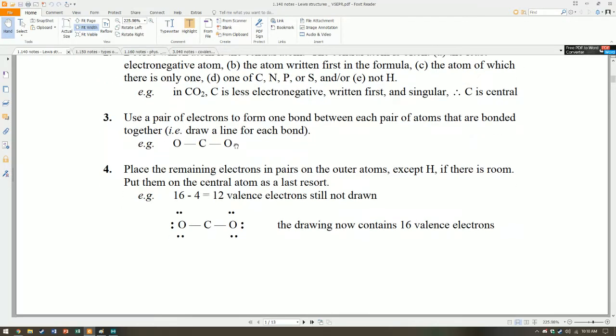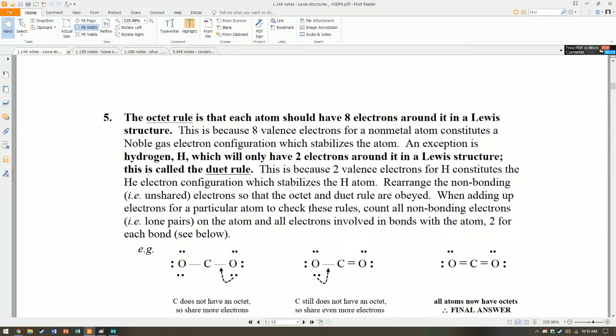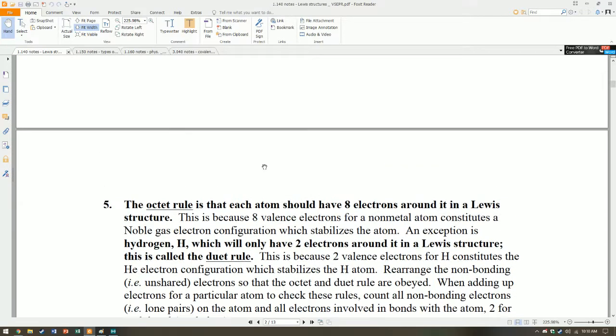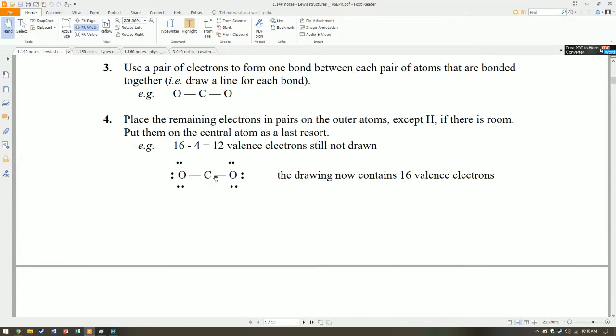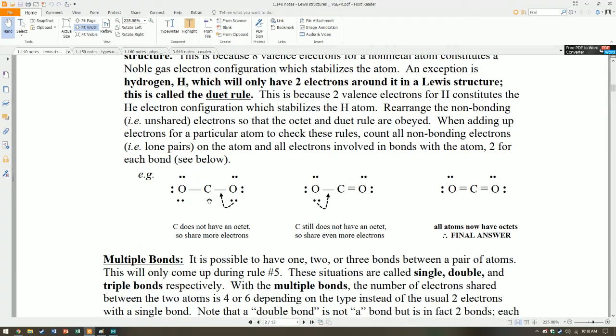So 16 minus 4, so we draw 4 here, means 12 valence electrons still not drawn, so we can draw dots on the oxygens, and now there's 6 valence electrons left. But there's something wrong here. Lastly, we make sure everything obeys the octet rule. As you can see here, carbon does not obey the octet rule since we count a bond as 2 electrons, so only 4 there. So we need to draw in 2 more bonds. So share more electrons, so we put this bond here and this bond here, and there we go. We have a full octet for everything.